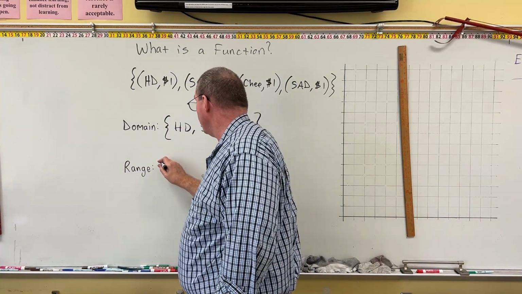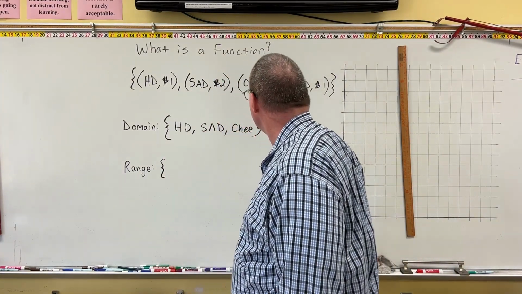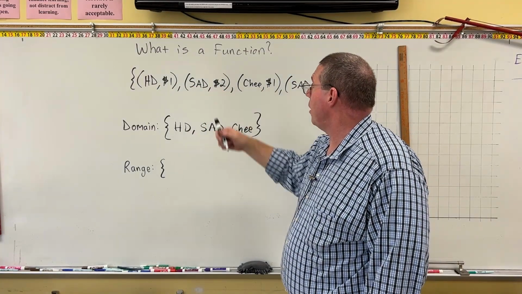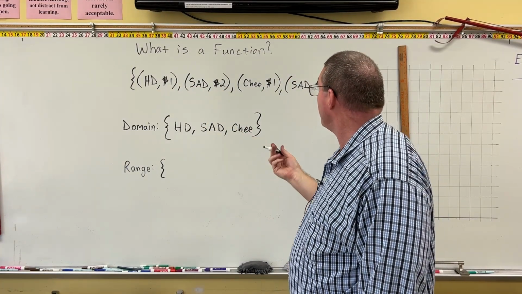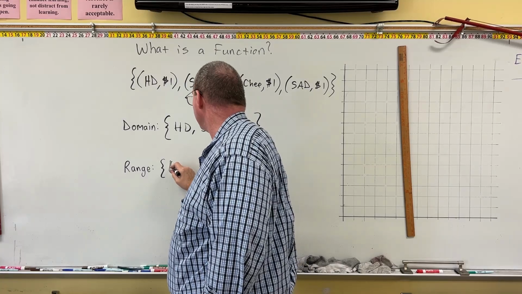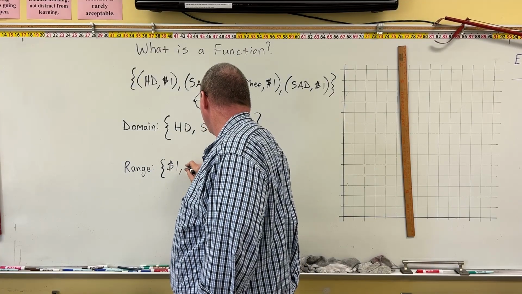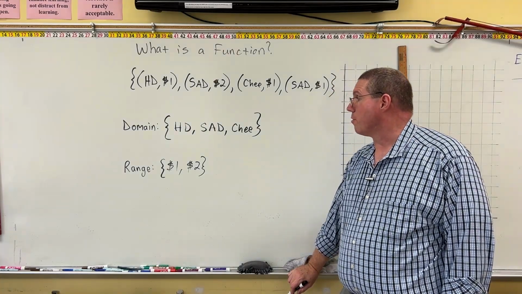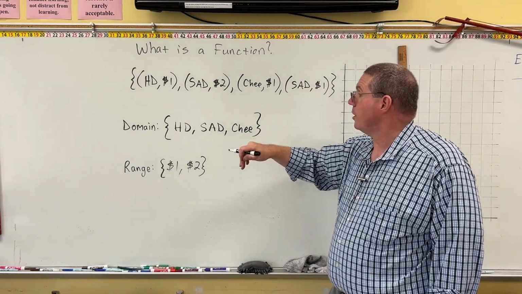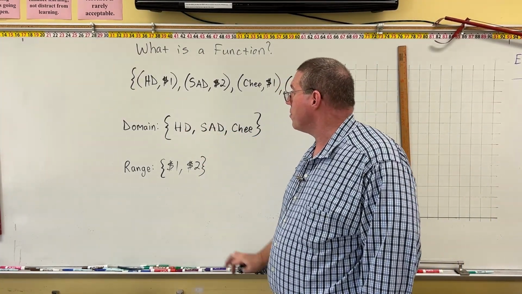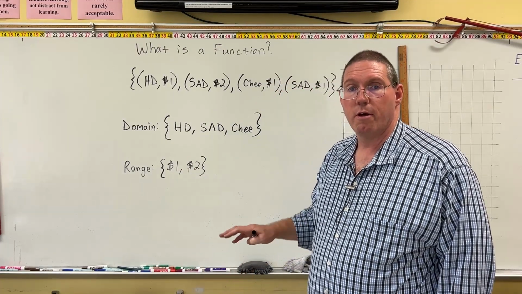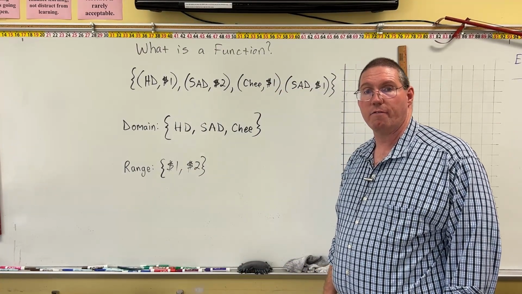As for range, this is interesting. We've got $1 showing up 3 times and $2 showing up 1 time. Well, that means we only have to put $1 one time. $1 and then $2, and that's our entire range. So the range of this relation is $1 and $2. This is the collection of all outputs from the set of the relation.